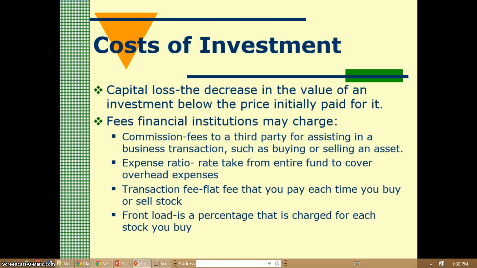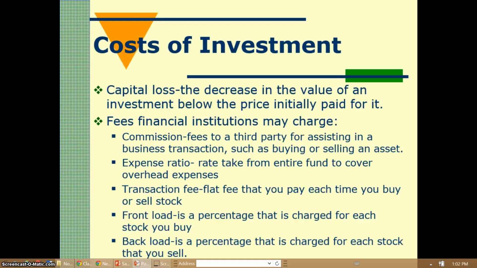And then there's front loading and back loading. This typically happens on mutual funds, and this is a percentage that is charged for your stock you buy or mutual fund, or a back load, which is a percentage that is charged for each stock that you sell. And those are just additional fees above and beyond the capital loss or the capital gain that you may get on that investment.